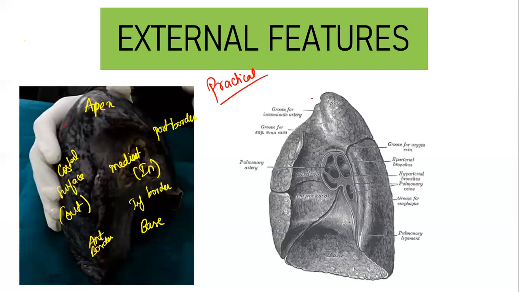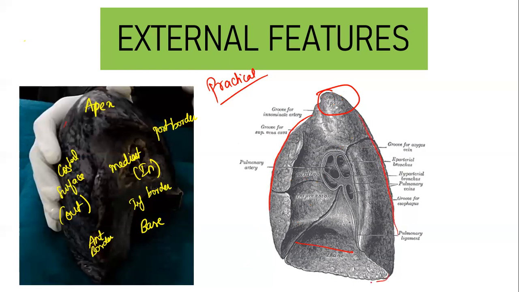Now this is again a picture to show this. This is your apex, and this is your base. And which side of the lung is this? This is the right side of the lung, because the apex is facing upwards, base downwards. This is your anterior border. This is your superior border.